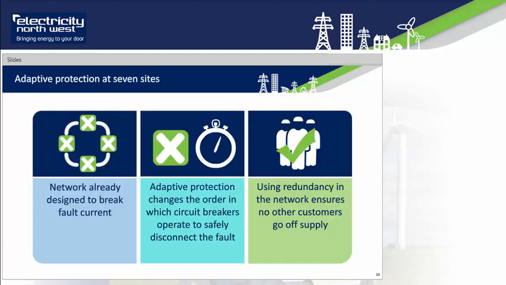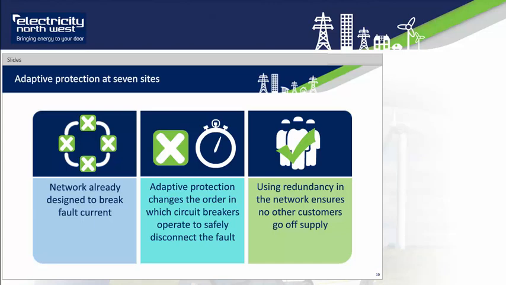First technique I'd like to look at is adaptive protection, also known as sequential tripping. We have this installed at 7 sites across our network. Our network is already designed to break fault current and isolate the fault section of the network using circuit breakers and other protective devices.